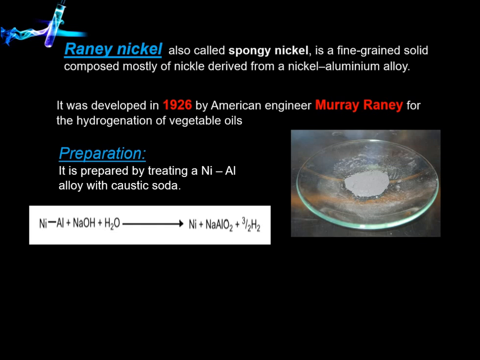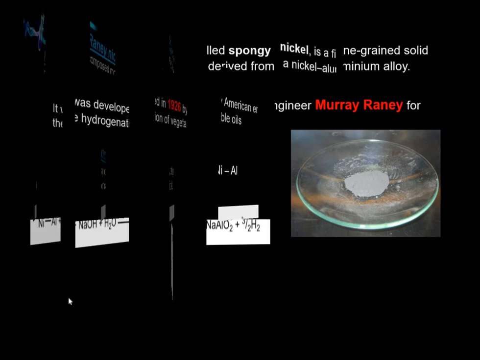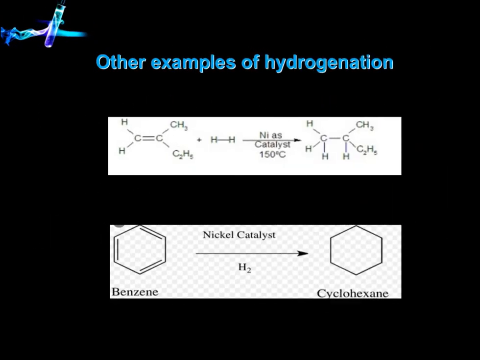It is usually utilized even in industries for hydrogenation of vegetable oils as well. Some more examples of hydrogenation can also be shown. Any kind of double bond can be taken. It will react in the presence of hydrogen and Raney nickel, and the double bond, the pi bond, will be broken up, creating bonds between carbon and hydrogen, converting it into an alkane.